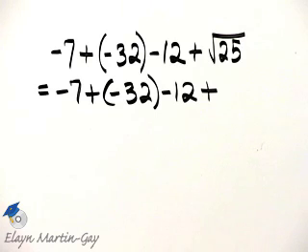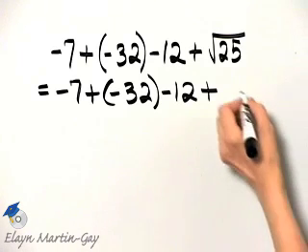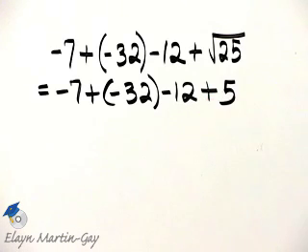It is a number that when multiplied by itself gives 25. And it is a positive number we're looking for. So the square root of 25 is 5 because 5 is positive and 5 times itself, 5, gives 25.